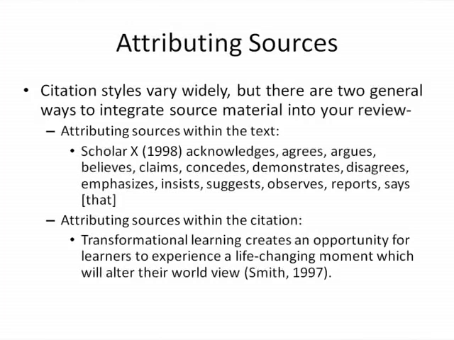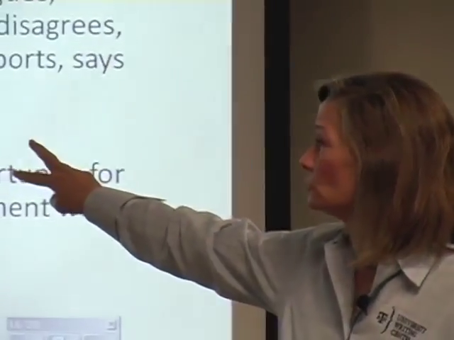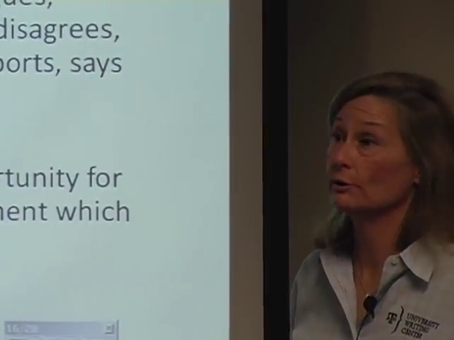If you're in the hard sciences, a lot of times that is going to come in the next one: attributing sources within the citation. Transformational learning, although that's not the example I used, but transformational learning creates an opportunity for learners to experience a life-changing moment which will alter their worldview, Smith, 1997. A lot of times when you're talking about sciences, you're talking about this methodology was used in this research, maybe using the passive voice even, and then you'll put the citation at the end. Some of you use the numerical citations, the science citations where you use 1, 2, 3, and then you just go back to the 1 every time you refer to that source. There are all kinds of ways to cite materials, but there are really only two ways to attribute, in the text or in the citation, one or the other.